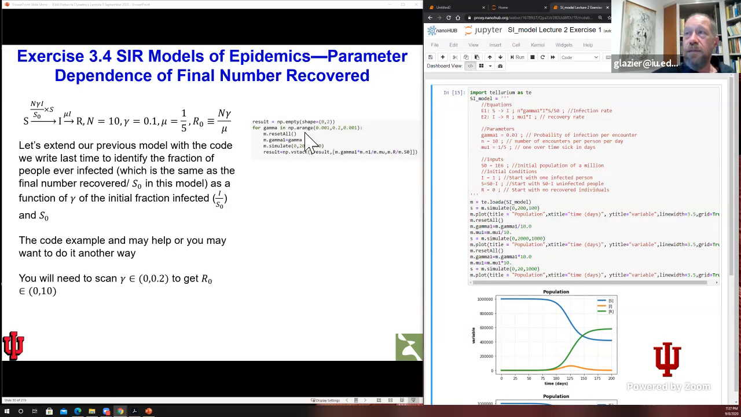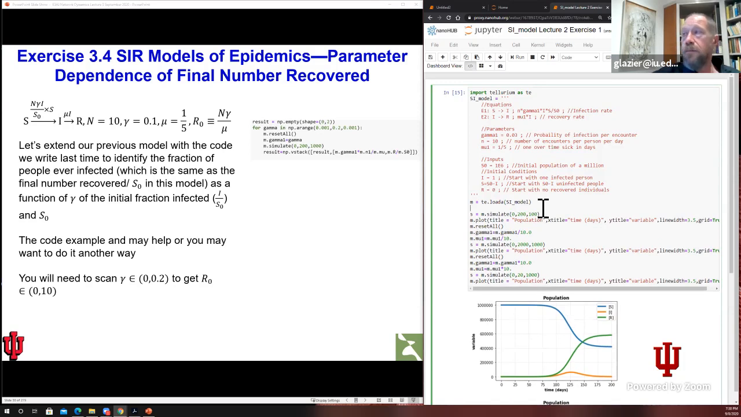And I gave some sample code here that helps you do it. Here I'm changing gamma. I changed my value of gamma since R was, remember, 50 times gamma. So if I want to scan R naught between 0 and 10, I need to scan gamma between 0 and 0.2. I'll do it with you, but why doesn't everybody give that a shot?